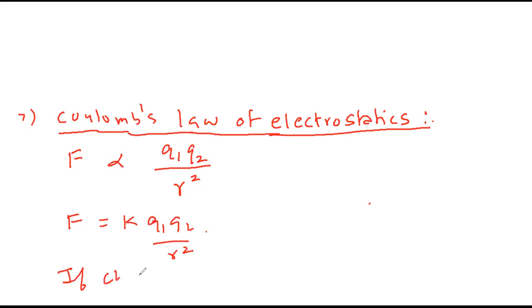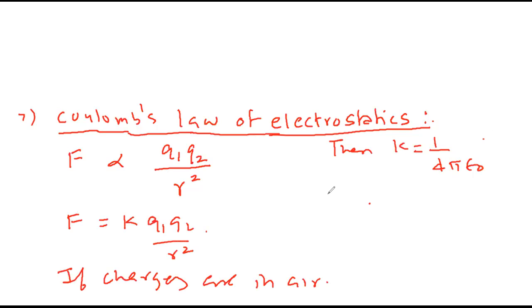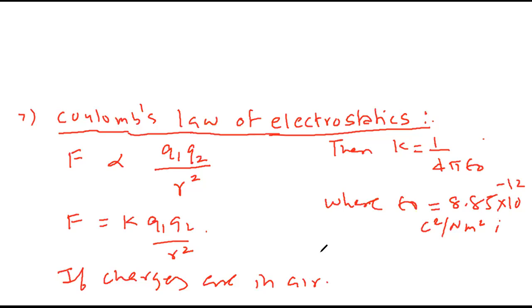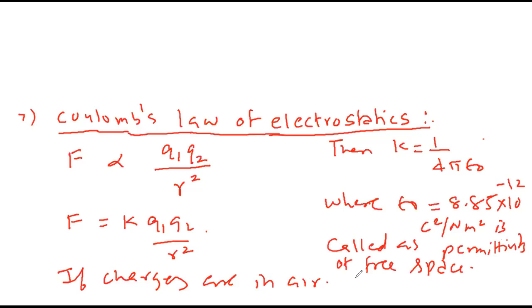If charges are in air, then k is 1 upon 4 pi epsilon naught, where epsilon naught equals 8.85 into 10 raised to minus 12 Coulomb square upon Newton meter square, called the permittivity of free space, and 1 upon 4 pi epsilon naught, that means k is equal to 9 into 10 raised to 9. Please copy it.